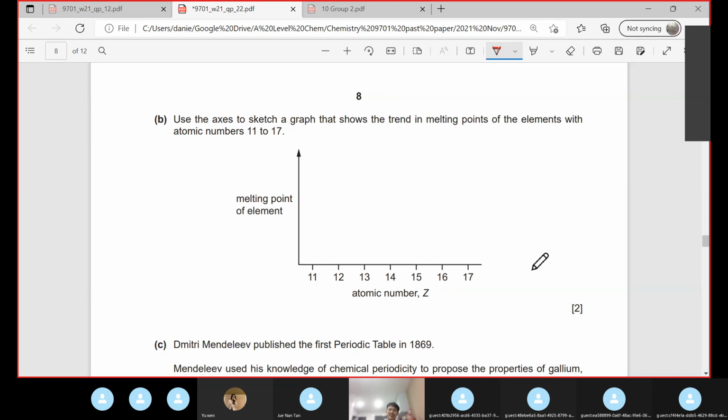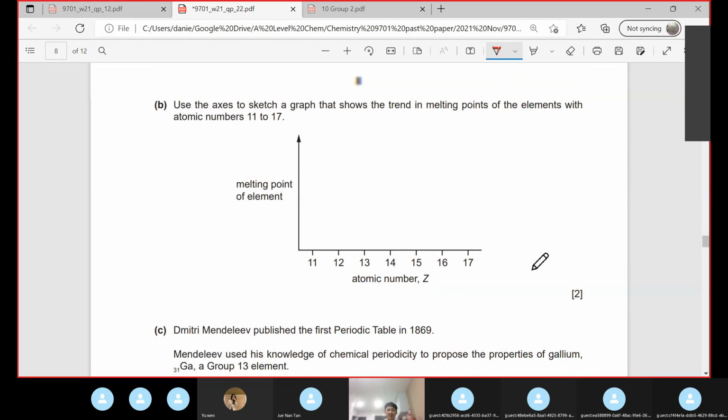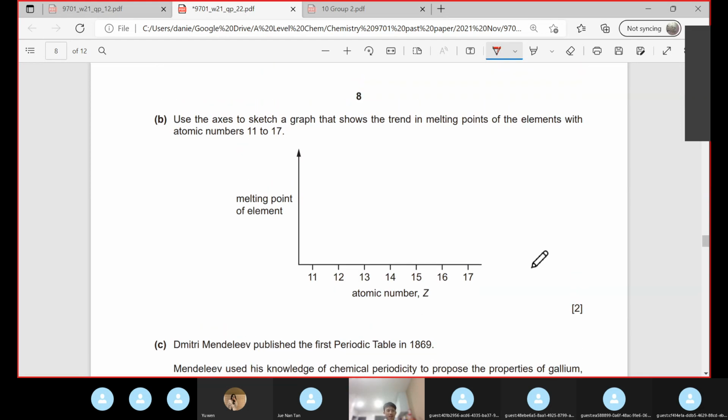First thing first, across period 3, what you need to know is that 11, 12, 13, these three elements, are metals. 14 is the giant covalent compound. 15, 16, 17 are simple covalent. This is the first thing that you need to know.